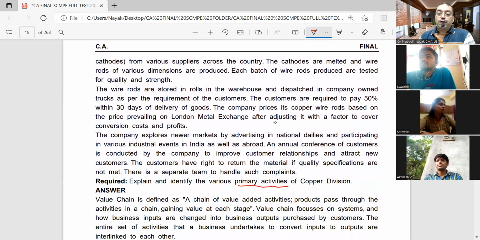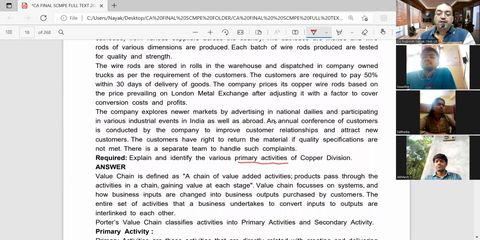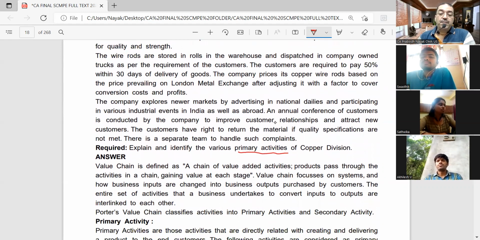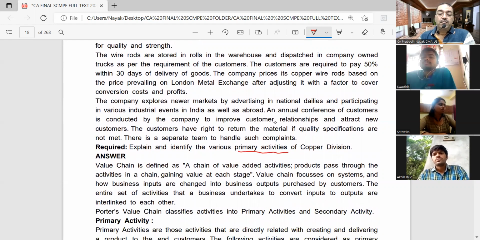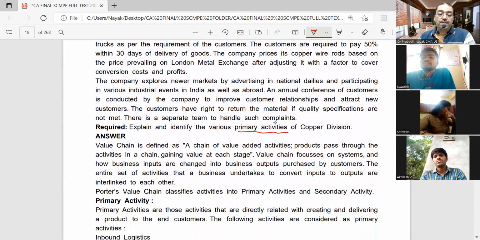The wire rods are stored in rolls in the warehouse and dispatched in company-owned trucks, outbound logistics, as per the requirements of the customers. Customers are required to pay 50% within 30 days of delivery. The company prices its copper rods based on the price prevailing on the London Metal Exchange after adjusting with a factor to cover conversion costs and profits.